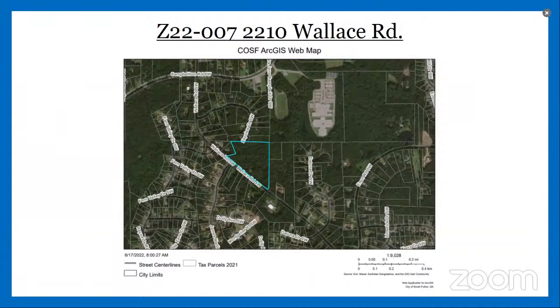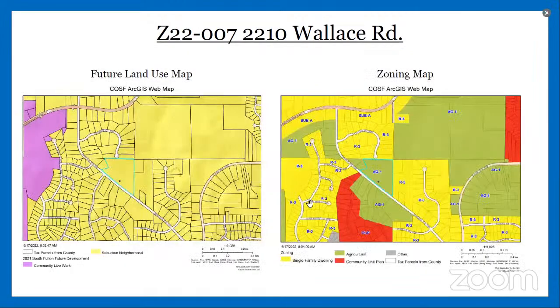And so this is just an aerial view to let us know where it is. So here's Campbellton Road and here's Wallace Road. And then I believe this is Sandtown Middle School here. And then at the intersection off the screen here is Camp Creek Parkway. And then here are just some zoning maps. This is a future land use map. So you can see the intersection here is community live work, which would be used for mixed use developments. But here the future land use is suburban neighborhood. And then you can see the current zoning at the site is AG1. There is some AG1 across the street and nearby, but then there is also R3 that it's surrounded by.